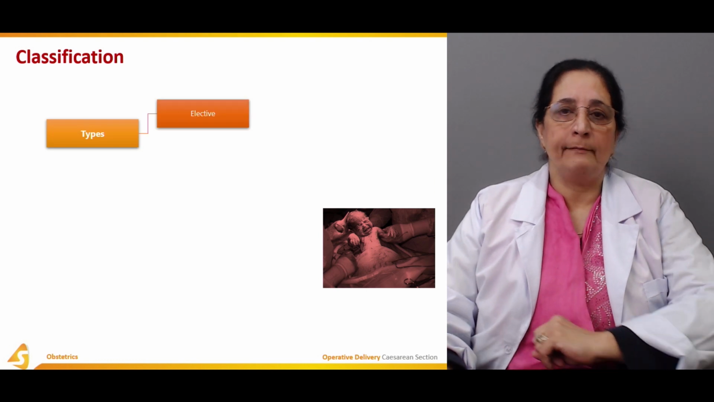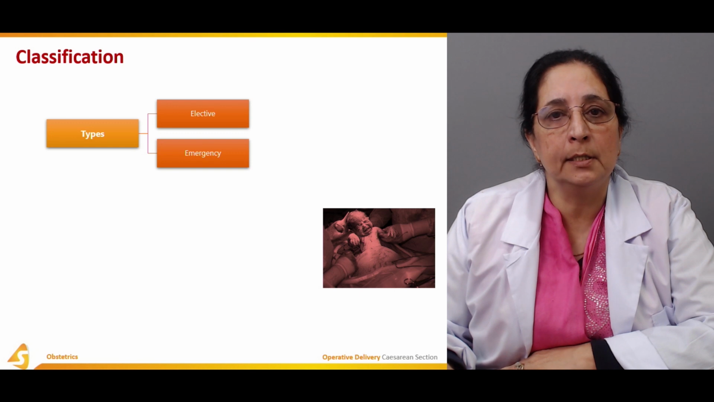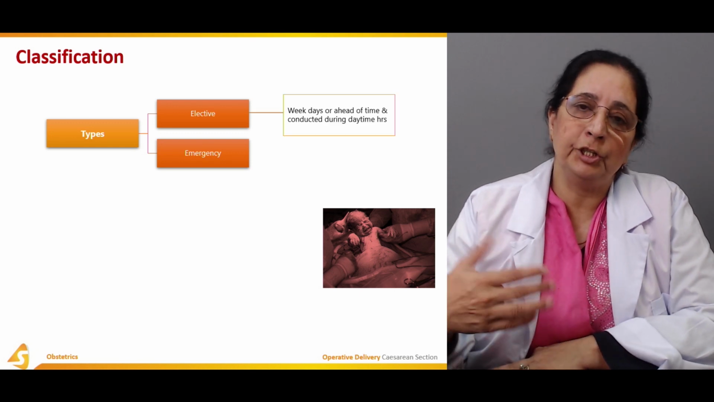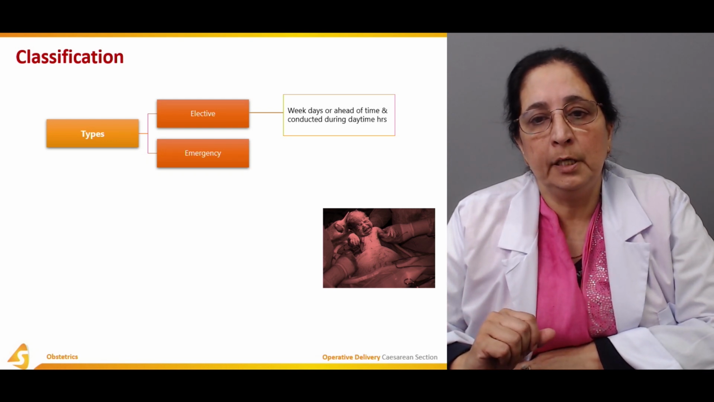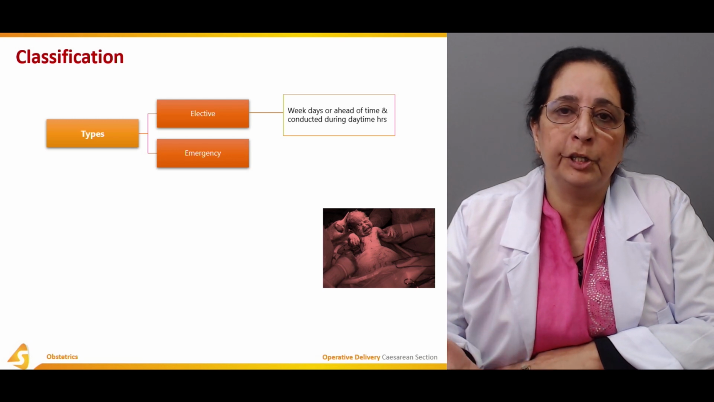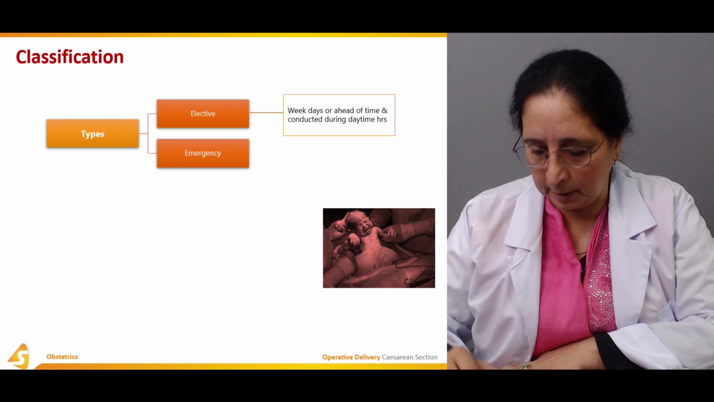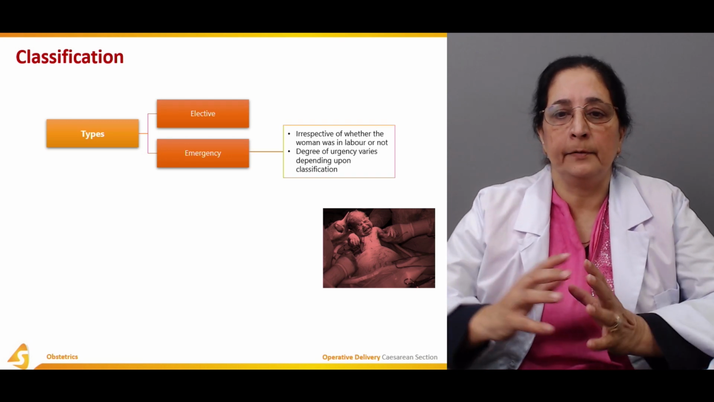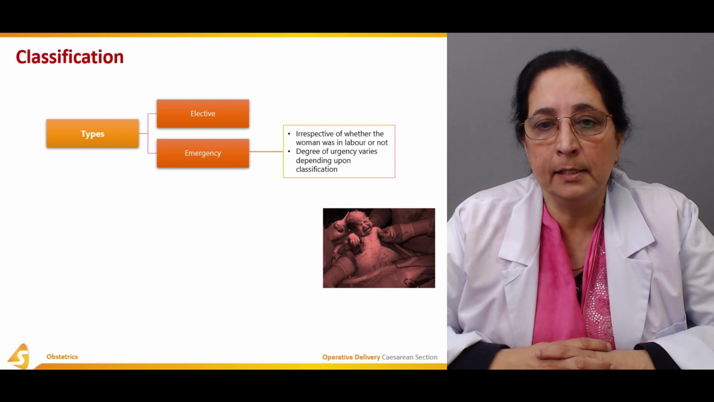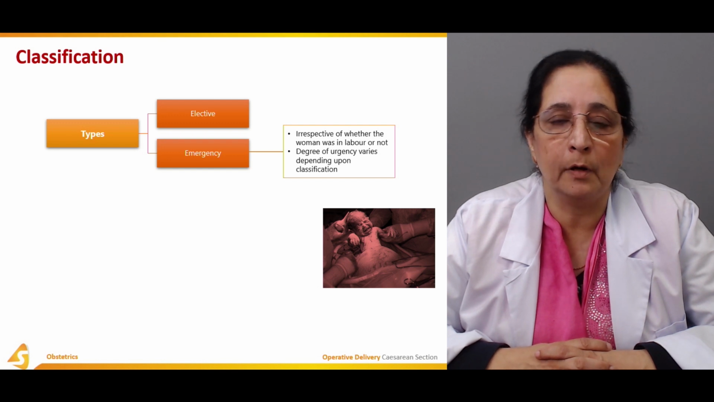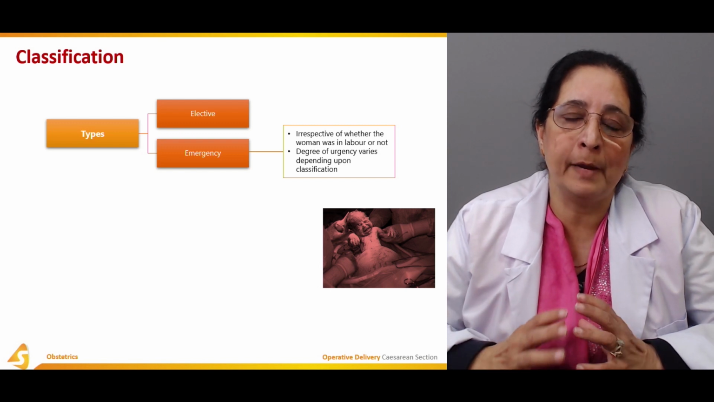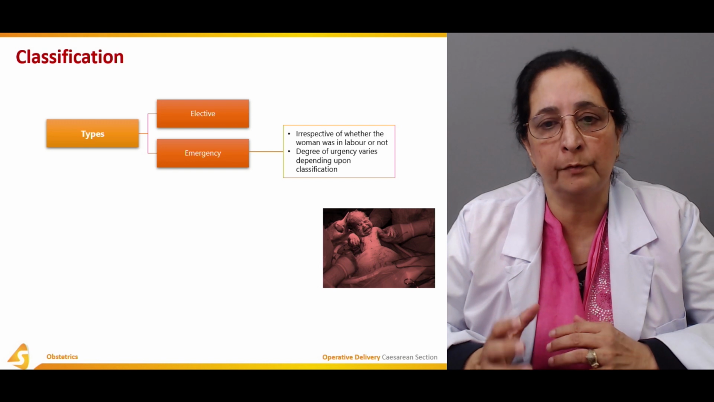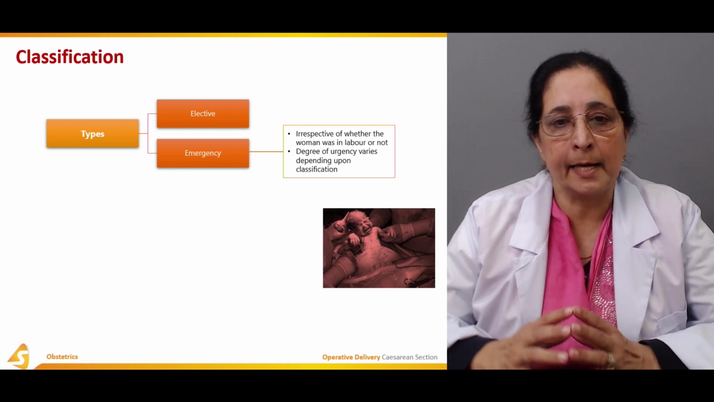Classification types: we have elective C-section and emergency C-section. Elective C-sections are usually planned weeks or days before time. Usually the obstetrician decides that they will do a C-section. Emergency C-sections are performed irrespective of whether the woman was in labor or not. The degree of urgency varies depending upon classification. So sometimes a situation arises when an emergency C-section has to be performed and it's not an elective planned type of C-section.